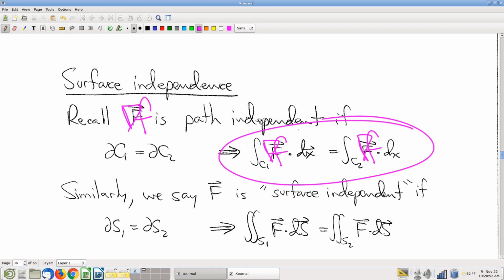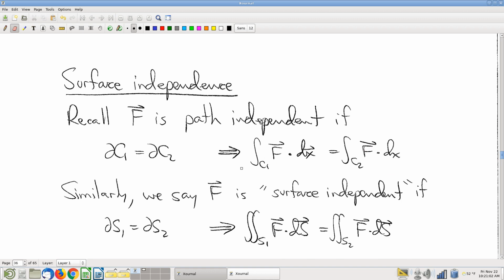Both of these are f of b minus f of a. And by assumption, these two curves have the same b and they have the same a. So these integrals really ought to be equal. Okay. And then I've asserted but not proved that not only is every gradient path independent, but every path independent field, regularity ignored, is also a gradient.